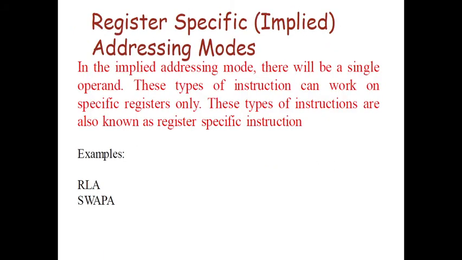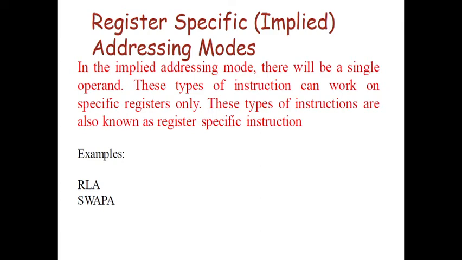Next, register specific addressing mode, or in this instruction, the register is directly implied in the addressing mode. That's why it is sometimes also called the implied addressing mode. In this implied addressing mode, there will be a single operand. These types of instructions can work on specific registers only. Most of the time we use the accumulator.